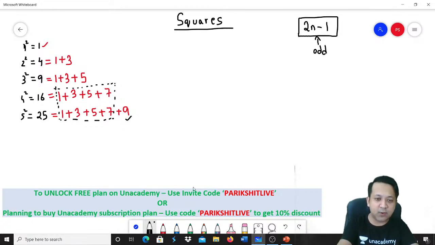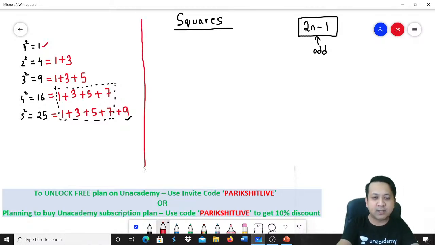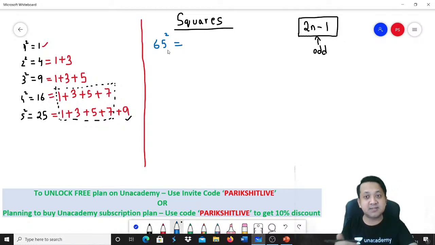Now let's look at the questions, okay? Let's try to understand how you will apply this. Now one more shortcut I showed you yesterday, and I'm going to quickly repeat it, is how do you find out the squares of numbers ending with 5? For squares of numbers ending with 5, it's very easy. 5 square is what? 25.